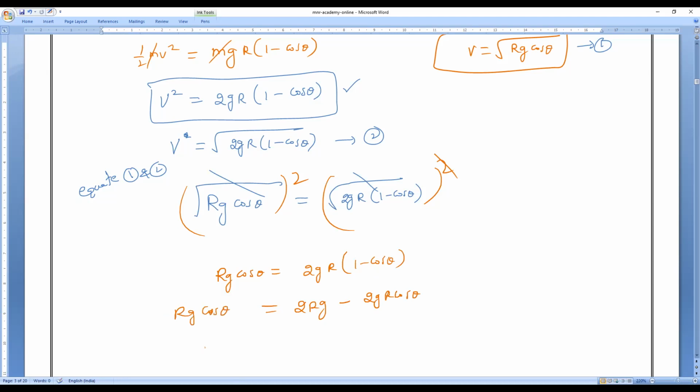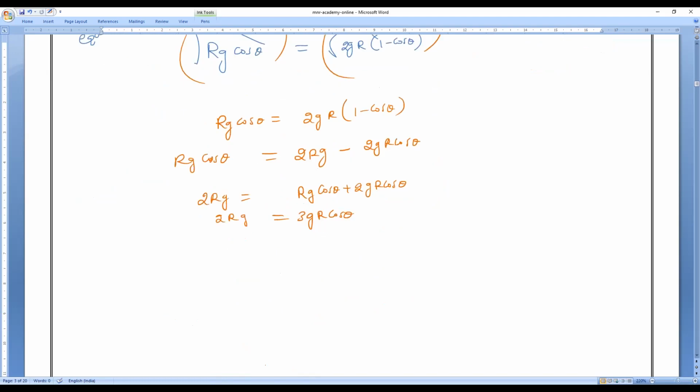Now minus 2gr cos theta will come this side, it will become what, everybody? Plus. So rg cos theta plus 2gr cos theta, which is equal to 3gr cos theta, which is equal to 2rg. 2r, you also respond. Understanding? Yes. So now both the sides you can see gr can get cancelled. So only cos theta is equal to 2 by 3, and theta is equal to what, guys?